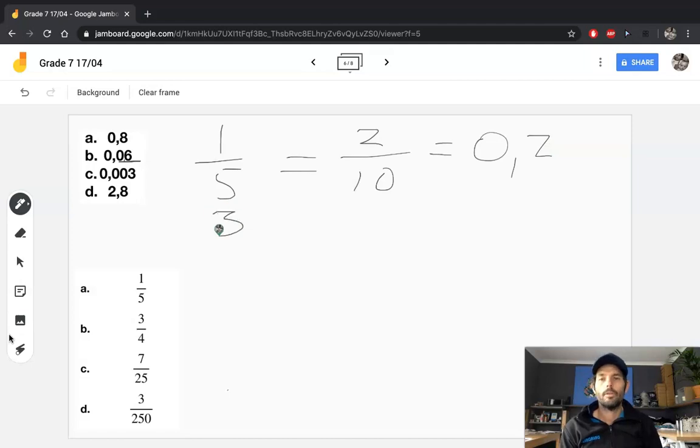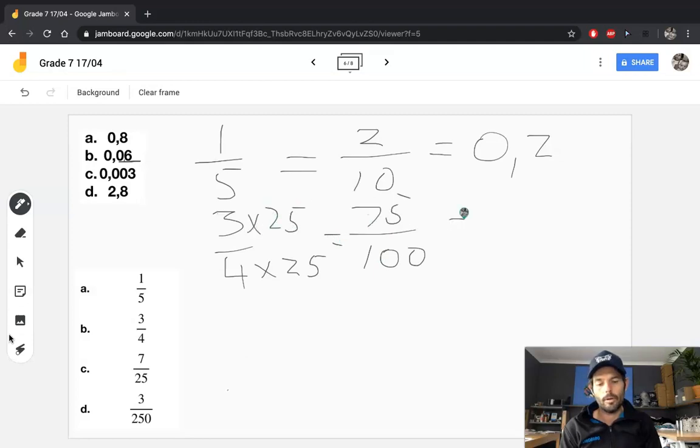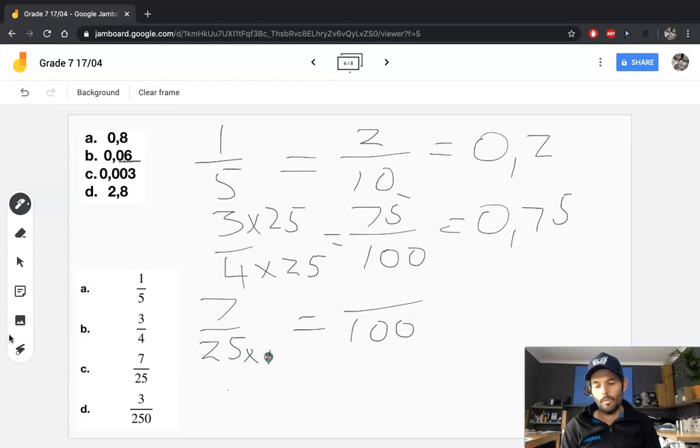3/4. Okay, so if you didn't know that 1/4 was 0,25, I would change this into a fraction out of 100 by multiplying by 25, and I get 0,75. Okay, for 7/25, again, I would change that into a fraction over 100 by multiplying by 4. So now I've got 28 over 100. That's 0,28.